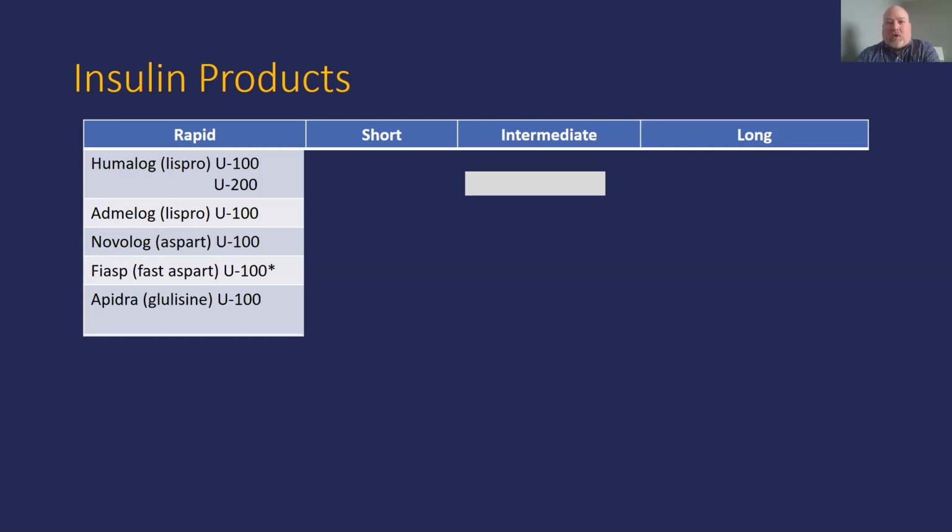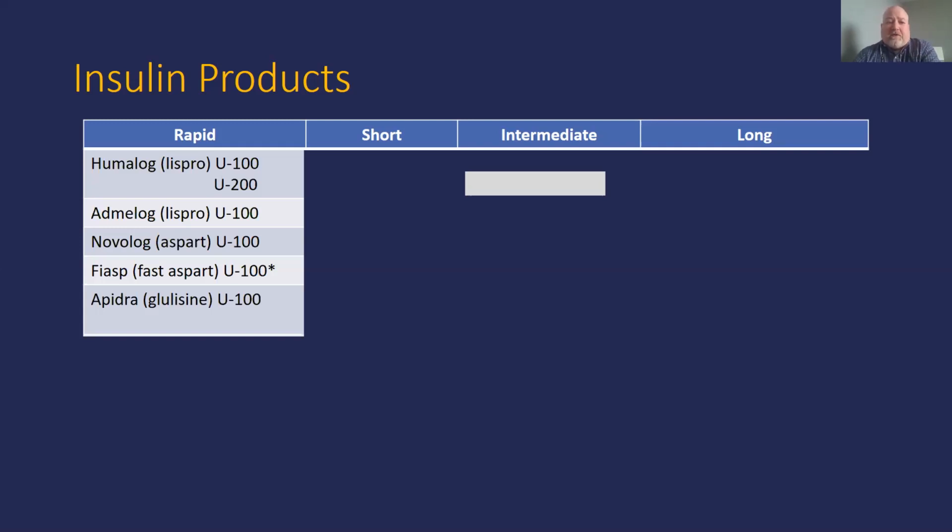That rule might change one of these days. I've heard that the FDA is looking into making that a possibility, but right now it's not. So if an insurance wants Admelog instead of Humalog for cost issues, you have to actually write the prescription for Admelog. So keep that in mind.